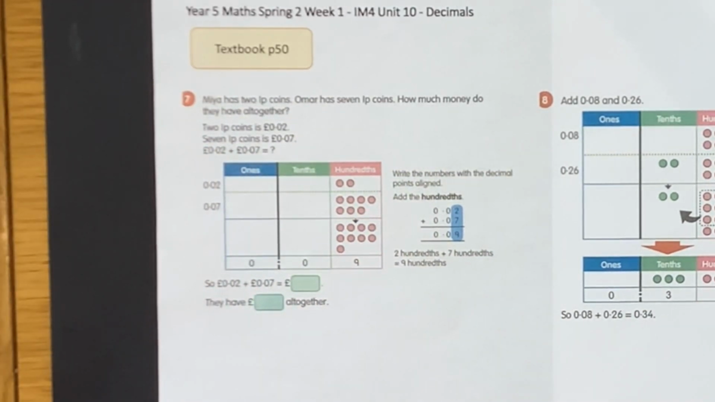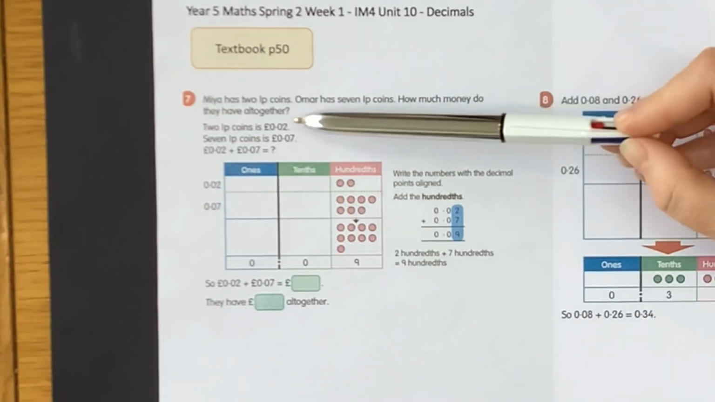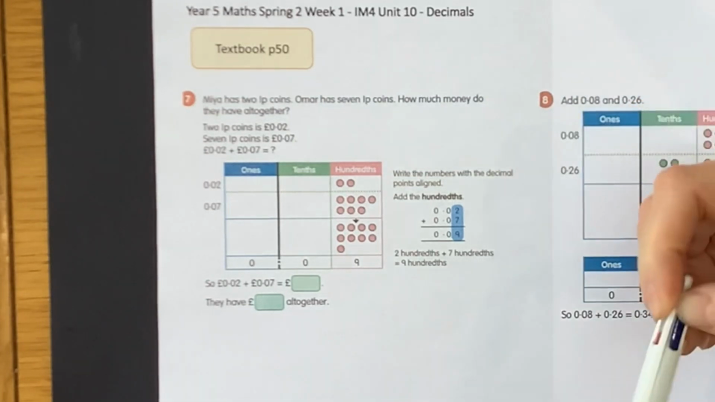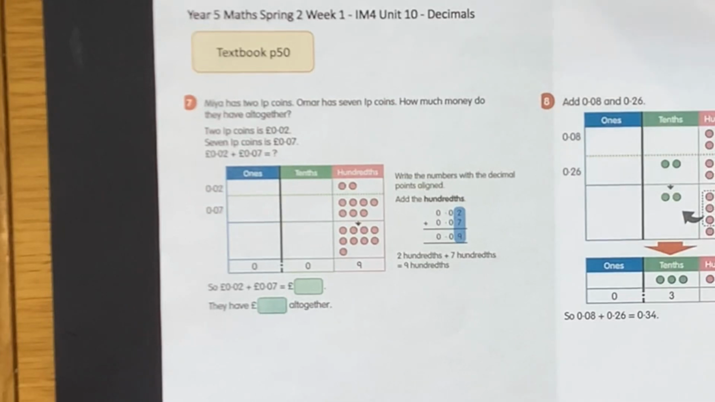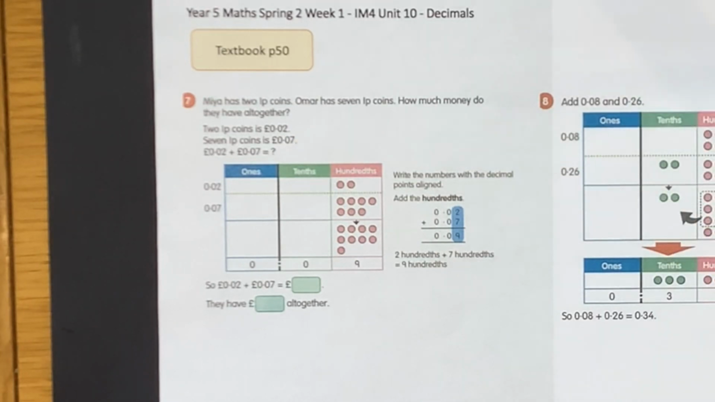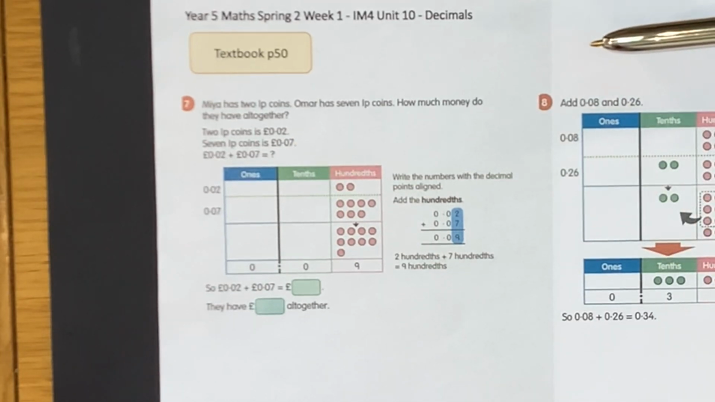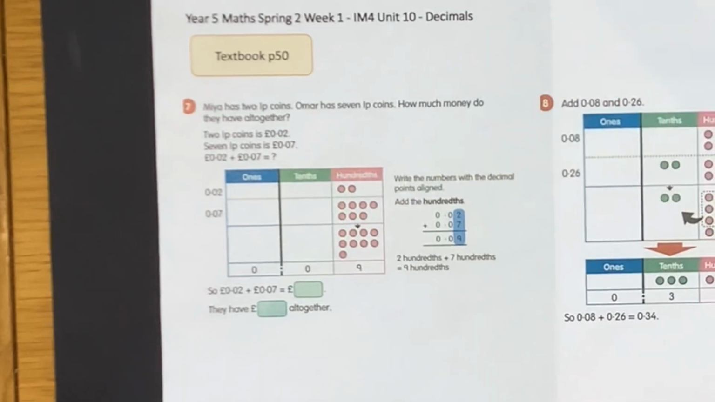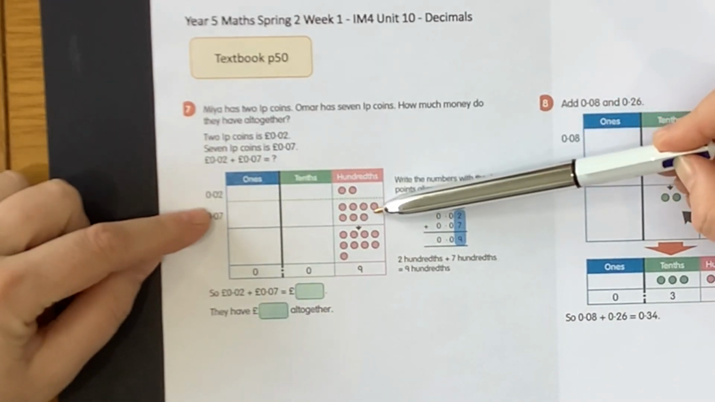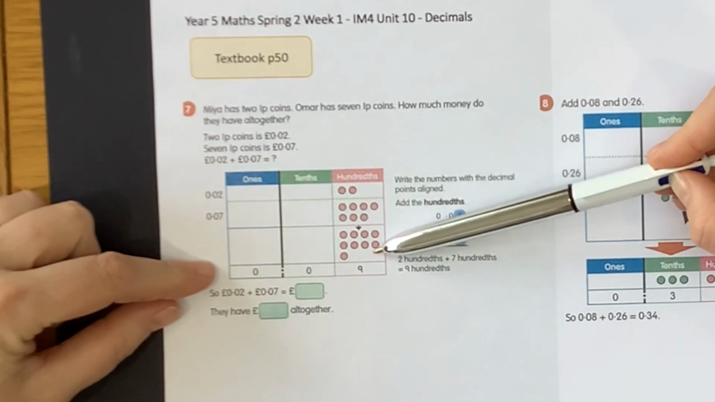Maya has 2 1p coins. Omar has 7 1p coins. How much money do they have altogether? So what we've done first is we've converted those amounts into decimals. 2 1p coins, 0.02 pounds, and 7 1p coins is 0.07 pounds. And then adding them together, we work in exactly the same way, but this time we've added on an extra column. So we've got 2 hundredths and 7 hundredths, add together to make 9 hundredths.